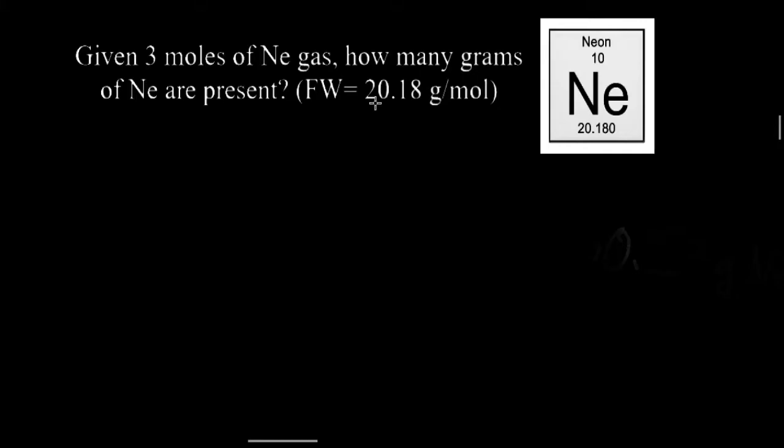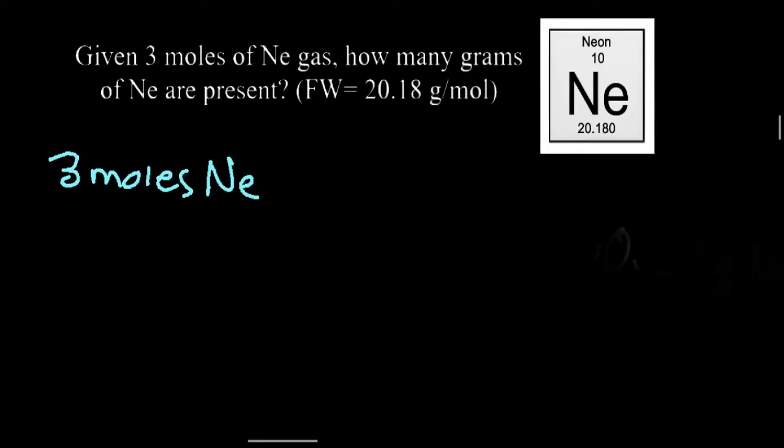Given 3 moles of neon gas, how many grams of neon are present? With a formula weight of 20.18 grams per mole for neon. So how we're going to want to go about this problem is we're going to want to set up a conversion table. So first we'll write out what we know, our 3 moles of neon gas.